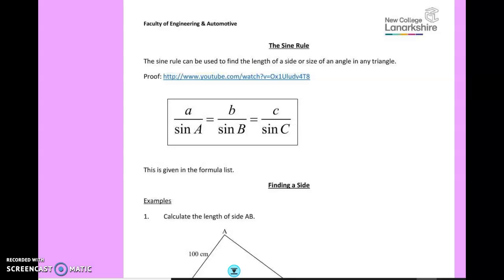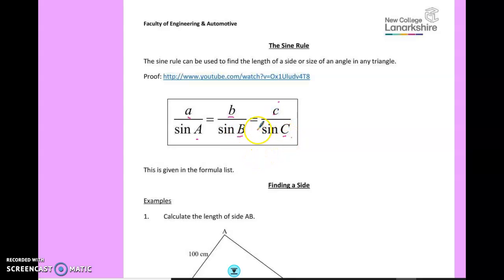Okay, so our formula is a over sine A, b over sine B, c over sine C. Remember what we said before, it's the same as when we were using the area of a triangle. If it's a small letter, it's a side. If it's a capital letter, it's an angle. And look at the way this matches: the a with the A, the b with the B, the c with the C.